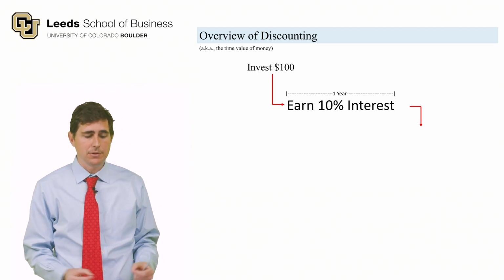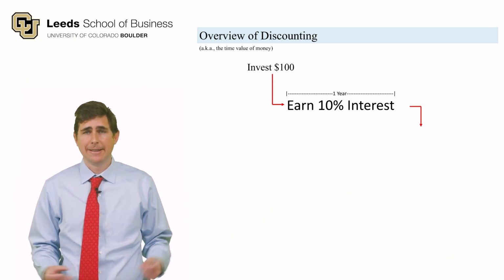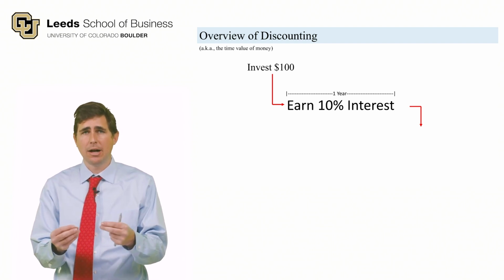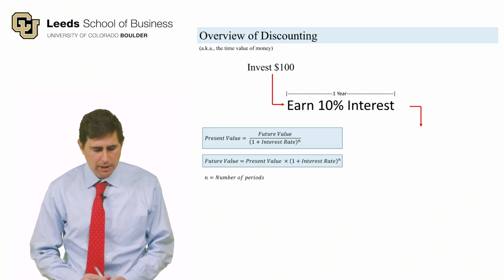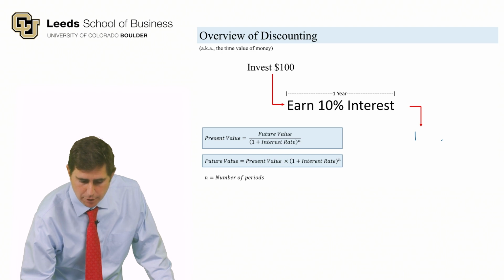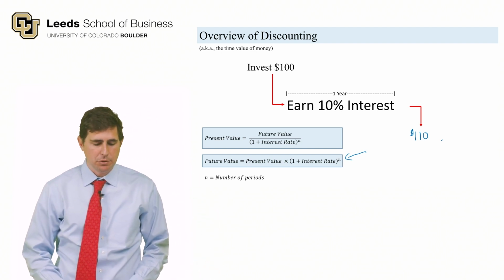We're going to earn 10% on that $100. So 10% of the $100 is $10. That adds on to our existing $100, and we have 110 at the end. And here's the formula that you use to compute that. So I'll put 110 at the end here. You use this future value formula to compute your answer.